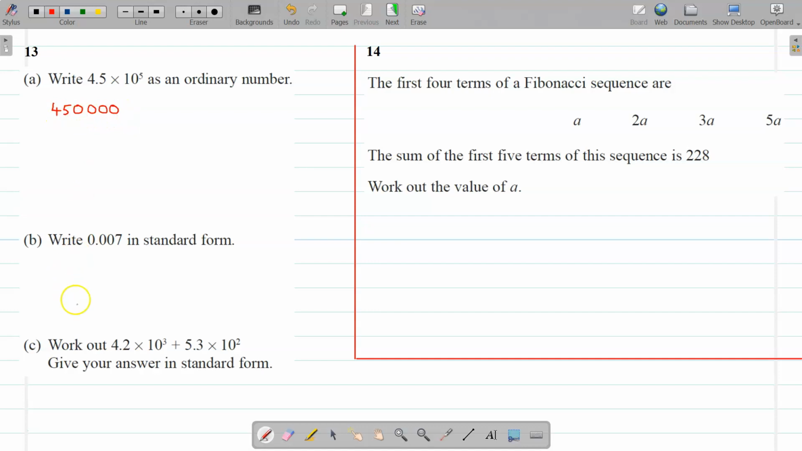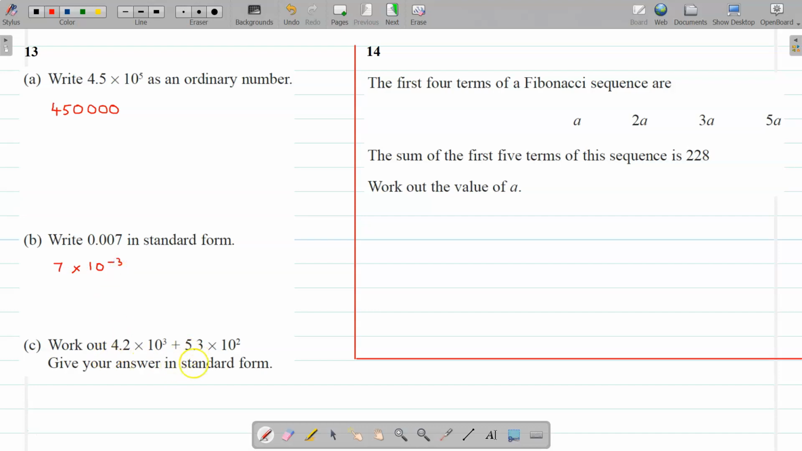You see, this one the other way around, we've got the number in as an ordinary number. We've got to write it in standard form, so the point has to go 3 places to get a number between 1 and 9.99, which is 7, and it's therefore 7 times 10 to the power of negative 3.